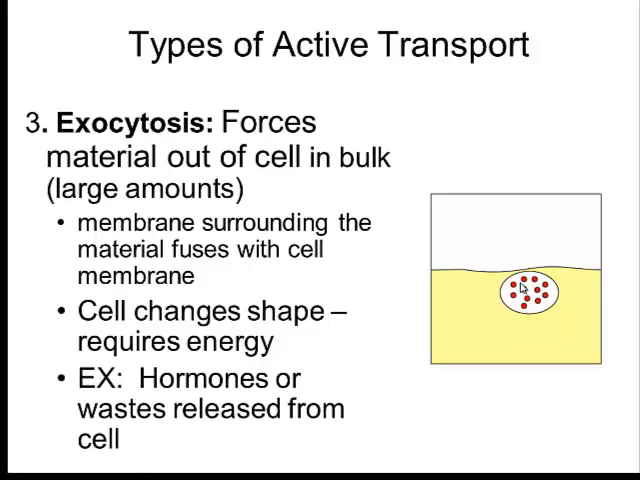An example of this would be hormones or waste getting released from the cell. So if you think about, like, say, your pancreas has to make insulin, your pancreas has to make enzymes. It's going to make all of those things, and then when there is a need for them, they get released from the cell in bulk. A whole bunch will get released all out at once. Basically, exocytosis looks like endocytosis in reverse.